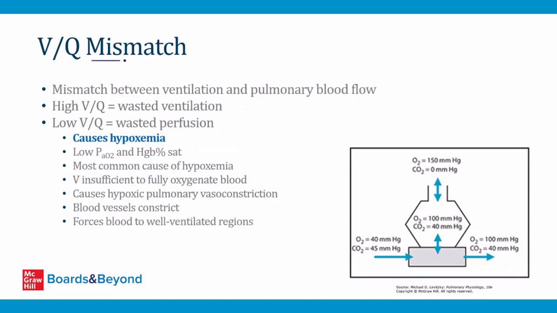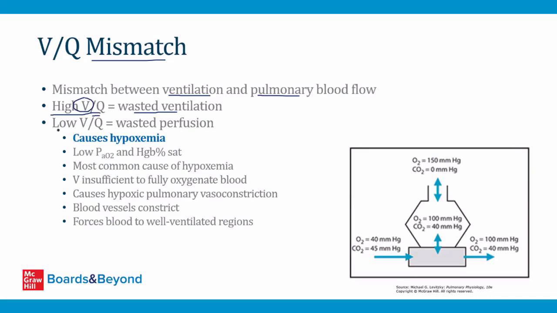VQ mismatch refers to the situation when you have a mismatch between ventilation and pulmonary blood flow. So for example, if your VQ ratio got very high, that represents a mismatch between V and Q. And basically a high VQ means you have too much ventilation for the amount of blood flow that you've got. And this means you're wasting ventilation. So this is wasted effort by the body. You're overventilating the lungs more than you need to.